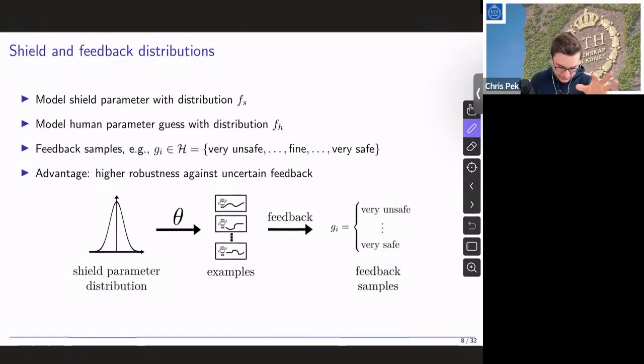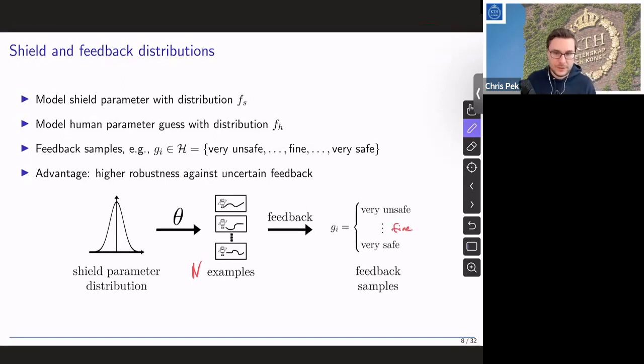So the general chain is we have one shield parameter distribution where we first sample one theta or multiple ones that we train our policy on, and then show the humans examples given the current shield parameter. And the humans give us feedback on how they perceive the policy to be. For instance, if we want to check safety, they could give us feedback in terms of very unsafe, to being fine as the middle ground, to very safe.